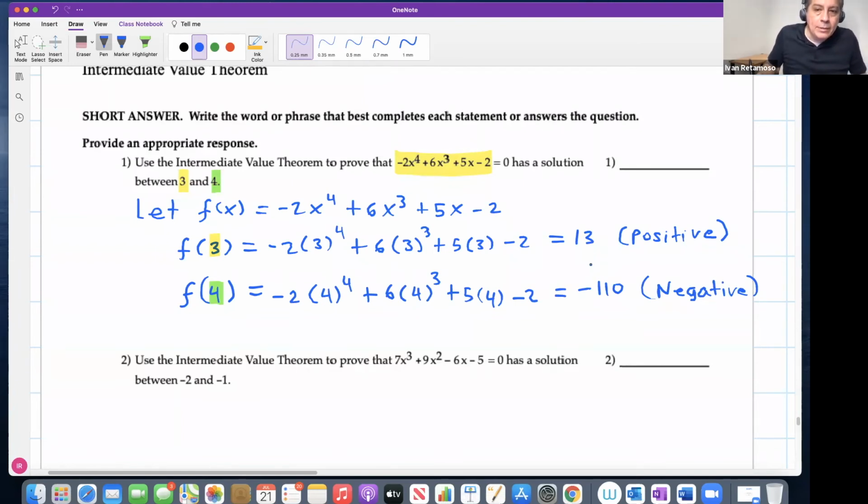But going through 0 means that there is going to be a solution, right? There is going to be a solution. So then you can say, I can even draw something for you to understand it, right? At 3, we got some positive value, 13, right? This was the first point, the first evaluation. And at 4, we got some negative value down here. It was negative 110, right?